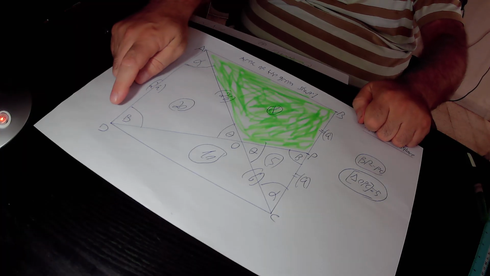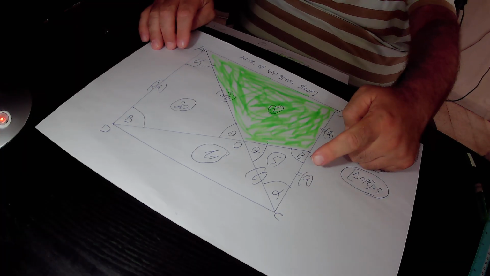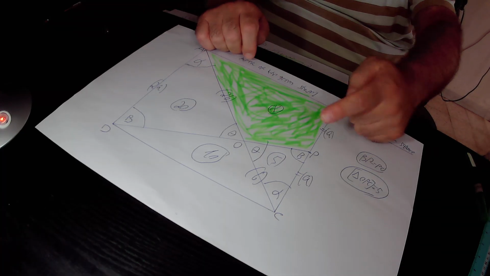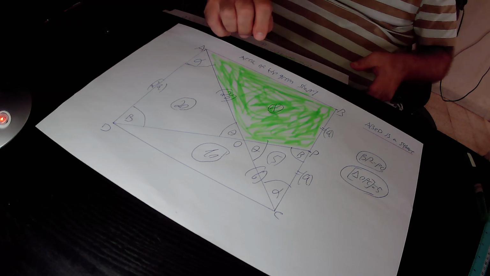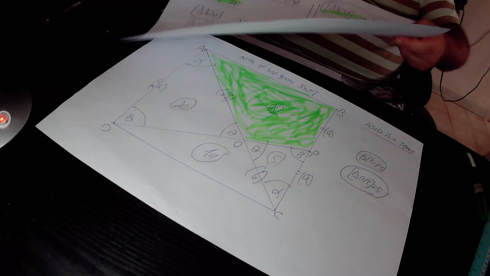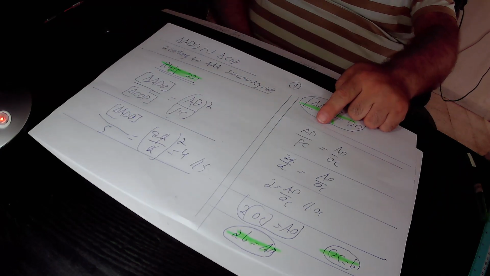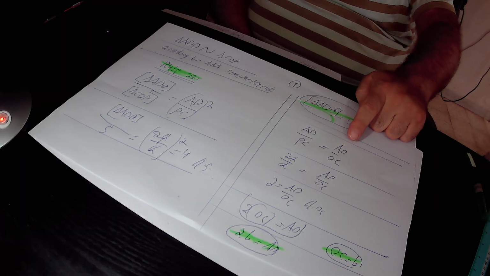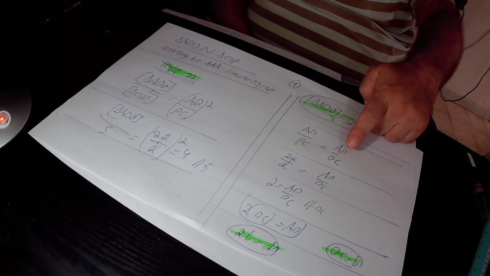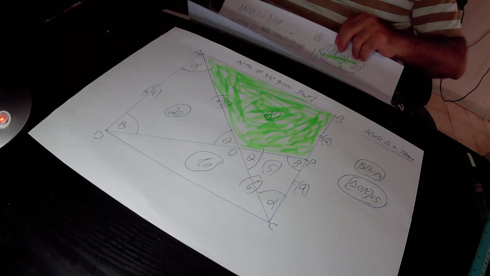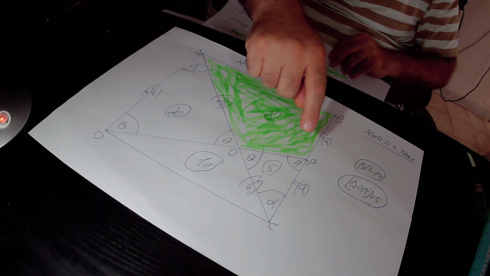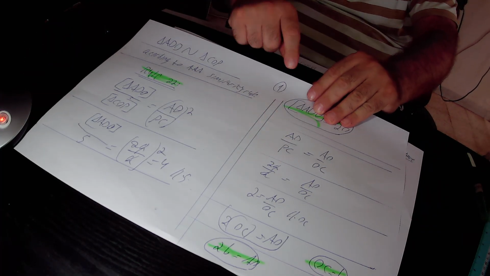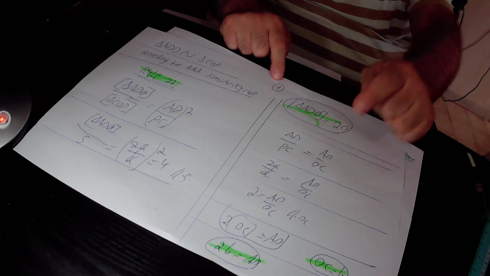Side AD of triangle ADO over side PC of triangle POC is equal to side AO of triangle ADO over side OC of triangle POC. AD is 2A and PC is A, and this is equal to AO over OC.